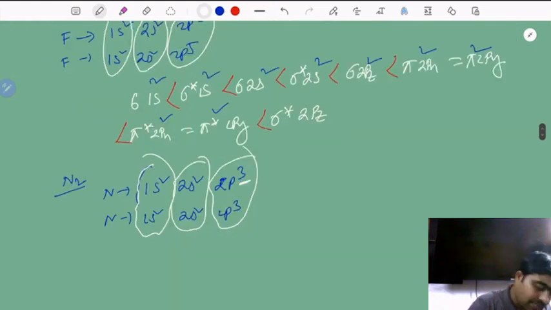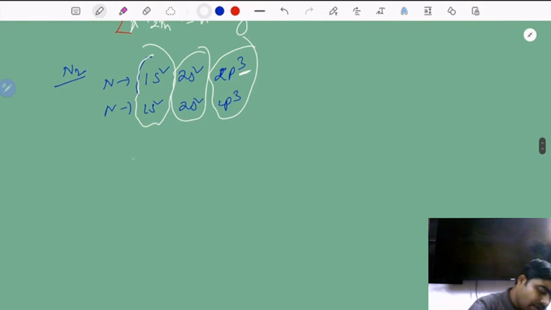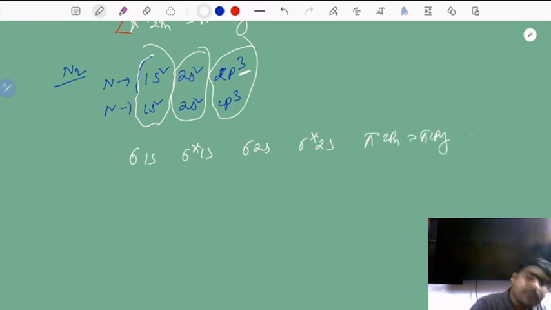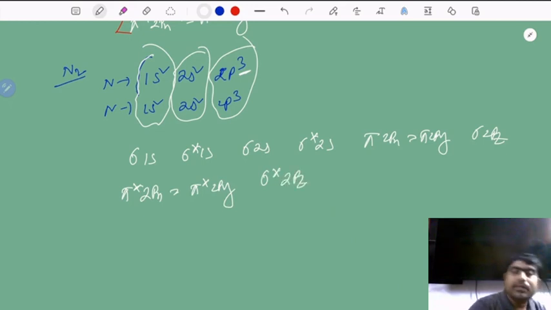Understand? To see the configurations I will write it very easily. That is first sigma 1s, after that sigma star 1s, then sigma 2s, then sigma star 2s. Now, which one forms first? Pi. Pi 2px equal to pi 2py, then sigma 2pz. Understand? Then pi star 2px equal to pi star 2py, and after that sigma star 2pz. I think everyone understands, it is very simple.